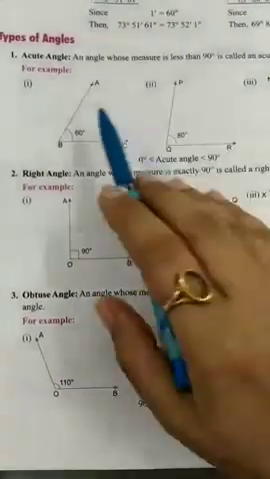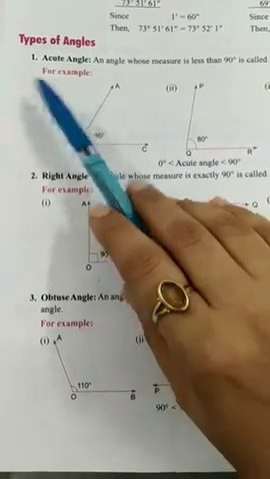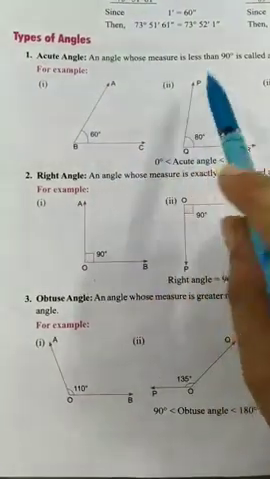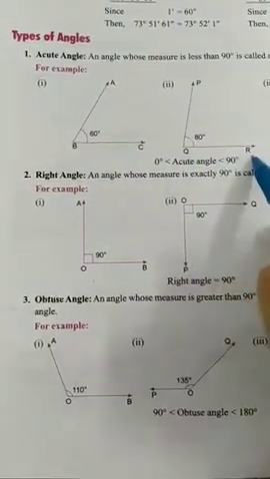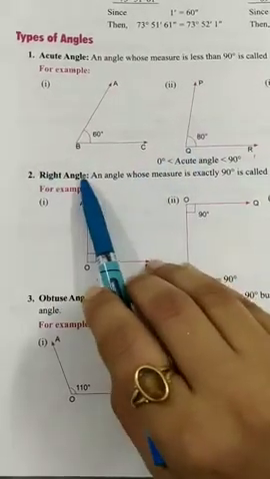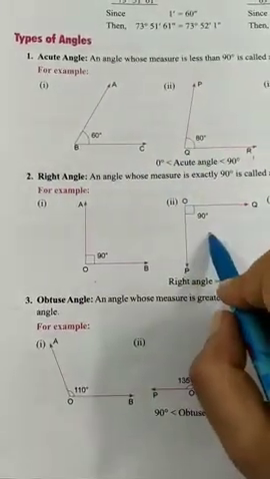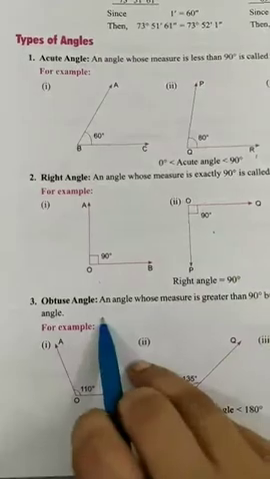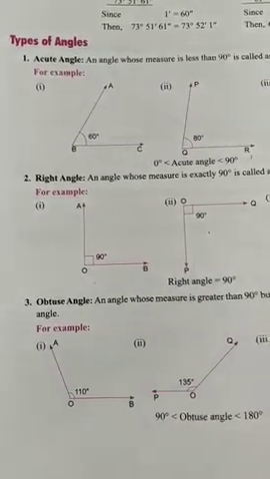Next is types of angles. Children, there are 5 types of angles. First one is acute angle. An angle which is less than 90 degrees is called an acute angle. Right angle: an angle which is equal to 90 degrees is called a right angle. Obtuse angle: an angle which is greater than 90 degrees is called an obtuse angle.